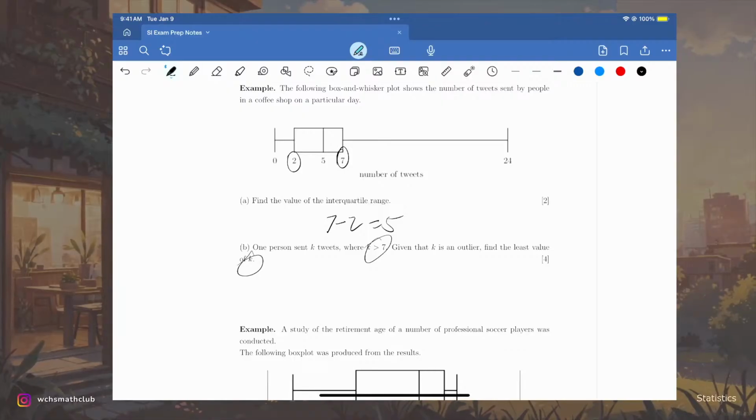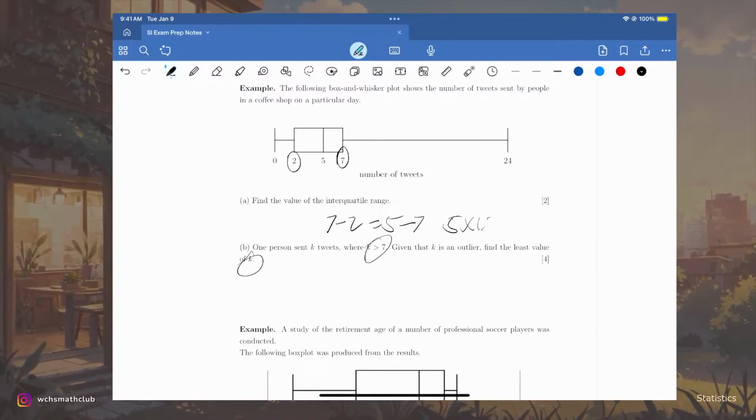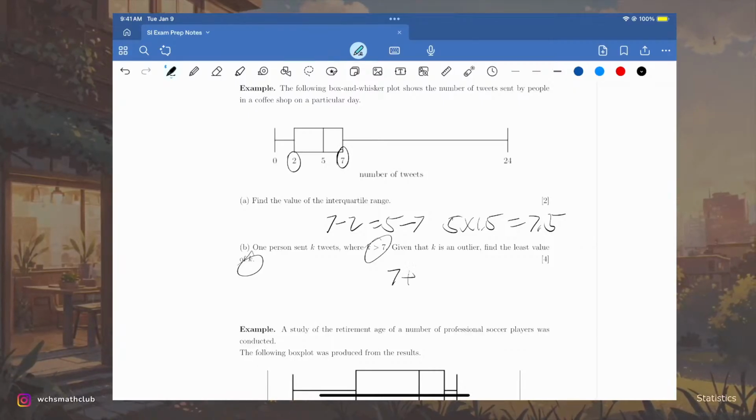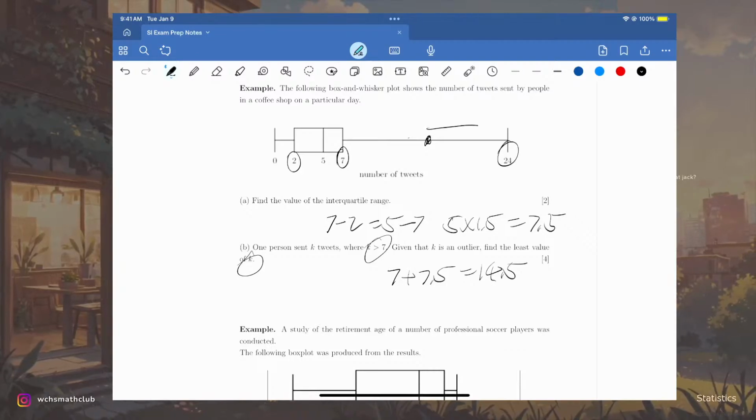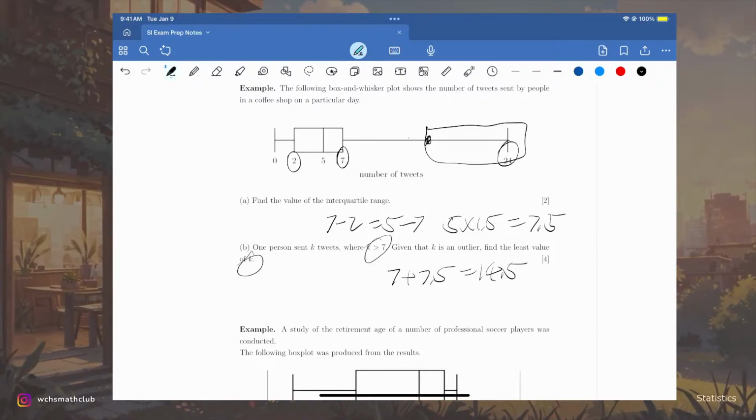So remember our outlier fences. We got our IQR, we multiply that by 1.5, and then we add it above the third quartile. So that'd be 7, which is the third quartile, plus 7.5, and that'd be 14.5. And you can see that 14.5 might fall around here, which is within the range of all the data, given that the maximum is 24. So everything over here would be considered an outlier, and we'd want to exclude that from our data calculations.